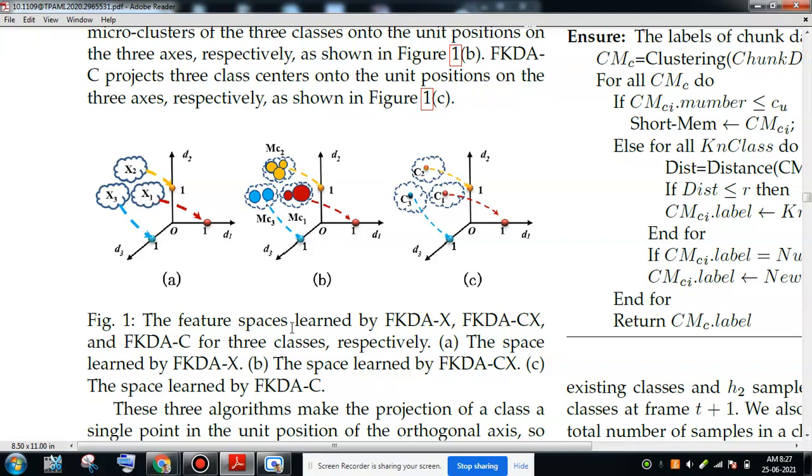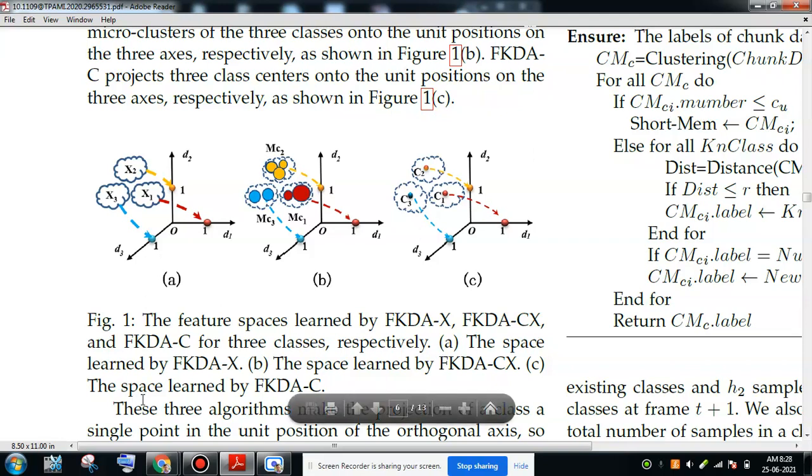Then B is the space learned by FKDACX. In CX, they said they are going to use micro clusters. That means when we have one class, within that class they try to find smaller clusters, and they combine those small clusters to form a big class. This is intra-class clusterization. A class is identified, small clusters are identified in it, and these clusters are combined to form one big class. That is the micro cluster technique they are using.